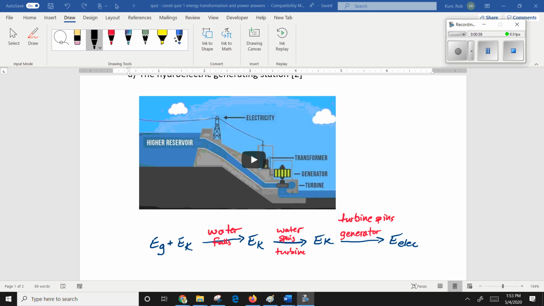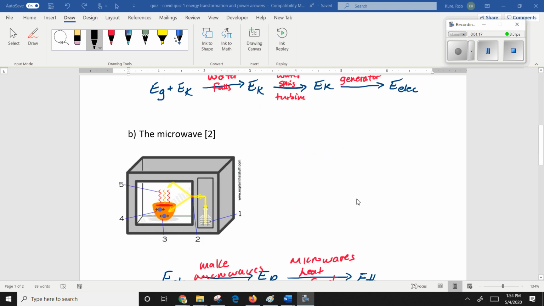And then finally, the turbine is hooked up to a generator, and the generator is going to be making electricity. So those would be my energy transformations: EG to EK to EK to electrical energy. And you should indicate above each of the arrows for the energy transformation what is happening for every single step there. All right, part two.